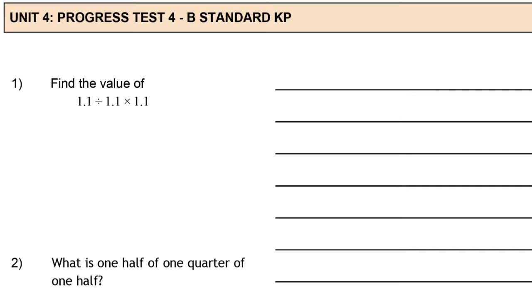The first question asks us to find the value of 1.1 divided by 1.1 and then multiplied by 1.1. The first thing we need to do is work left to right. 1.1 divided by 1.1 is just 1, and that's going to be multiplied by 1.1. And 1 times 1.1 is simply 1.1.